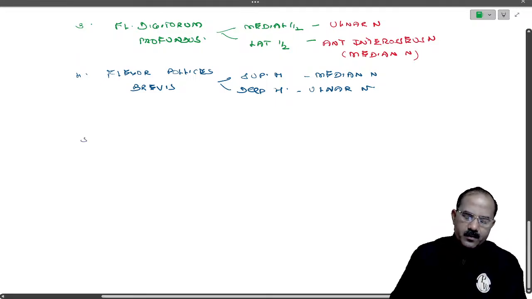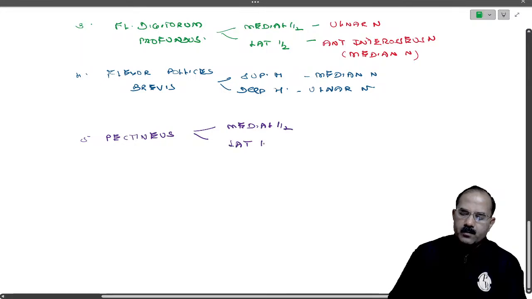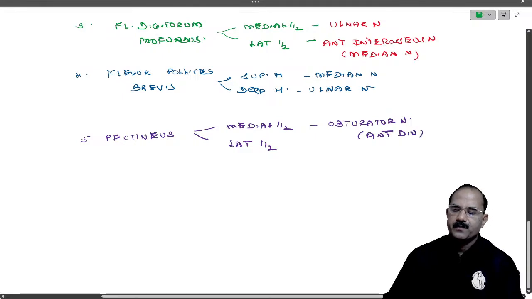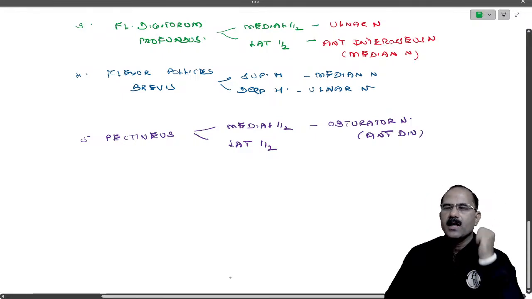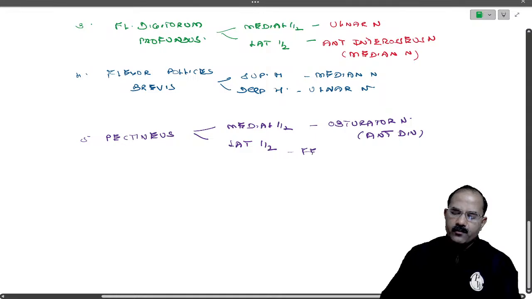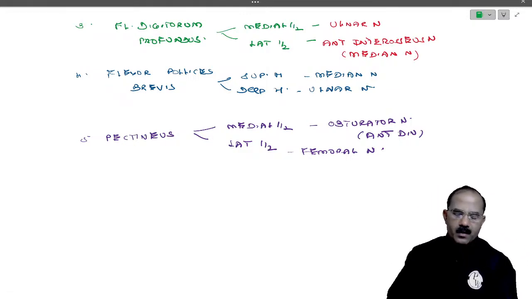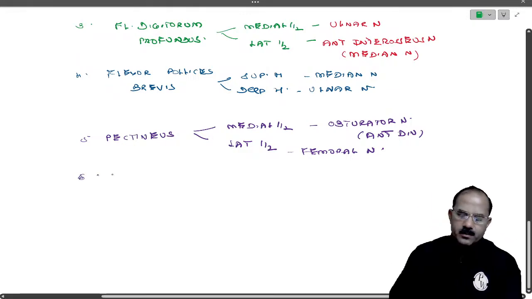So one is pectineus. Pectineus, medial half, lateral half. So medial half of pectineus को कौन supply करता है? Obturator nerve. Which division? Anterior division. Anterior division of obturator nerve supplies the medial half of pectineus. The lateral half is supplied by femoral nerve. Femoral nerve का trunk. The main trunk of femoral nerve supplies the lateral half of pectineus. ठीक है बच्चों?